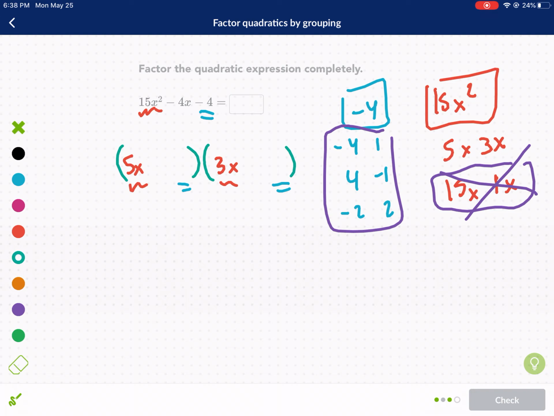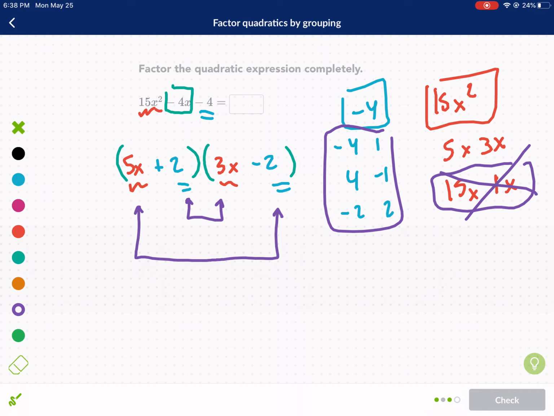Keep in mind the middle term is negative. So I need the negative to win. The negative term needs to be the biggest. So keeping in mind that I'm going to be multiplying my outside terms together and my inside terms together, I want the negatives to be bigger. Well, if it's 2 and -2, clearly I need to pair the -2 with the 5x and the +2 with the 3x. Does that work?